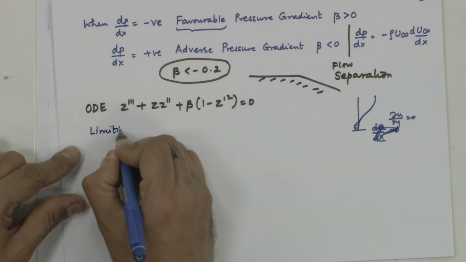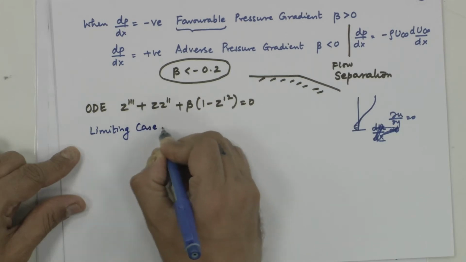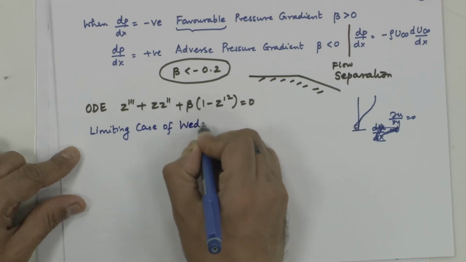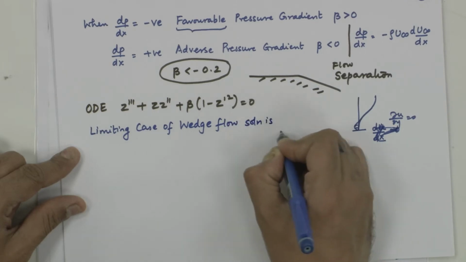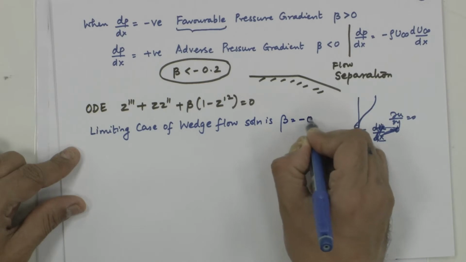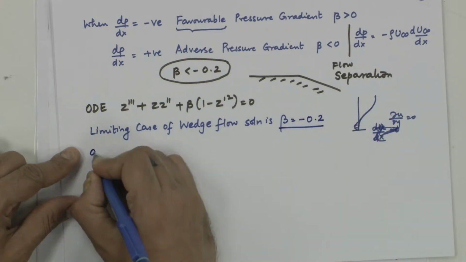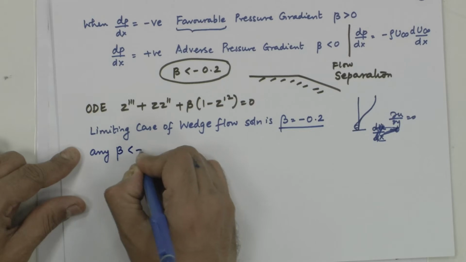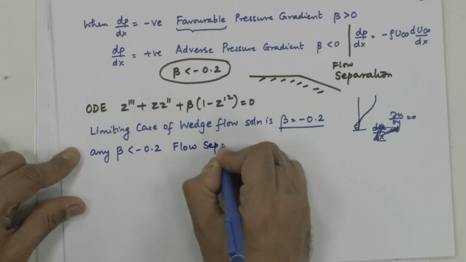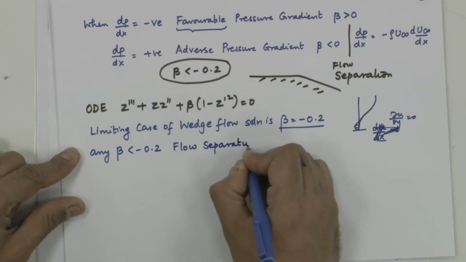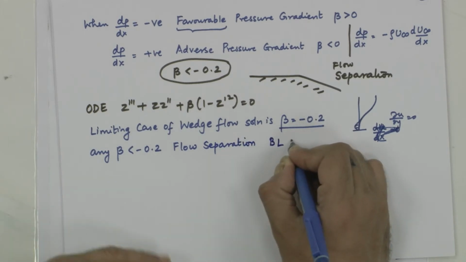So, this is a very, very important case, and this happens to be the limiting case of the wedge flow solution, beta equal to minus 0.2. Any beta less than minus 0.2, flow separation occurs. Once flow has separated, boundary layer equations are not valid anymore.